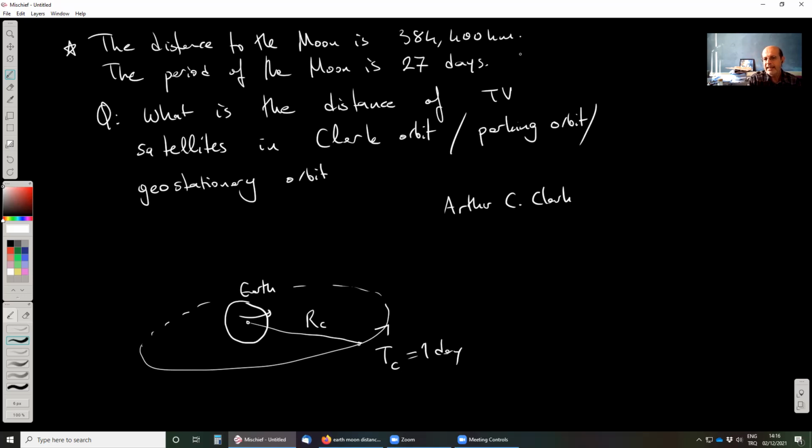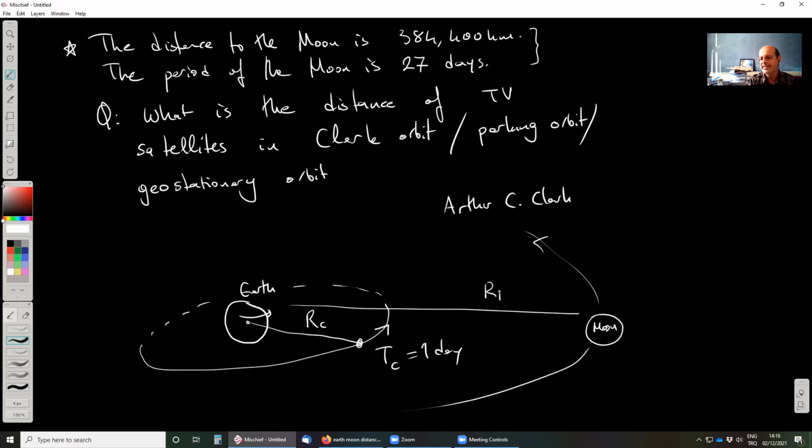Okay, so I just gave some additional information about the period of the moon, because I would like to compare the motion of that satellite to the motion of the moon, because the moon is also a satellite of the Earth. It's not an artificial satellite, it's a natural satellite. So let's just call that distance here like that. That's the radius of the moon's orbit, that's given. The period of the moon is given, that's 27 days, all right? And as a result, by using this, I can solve this problem.